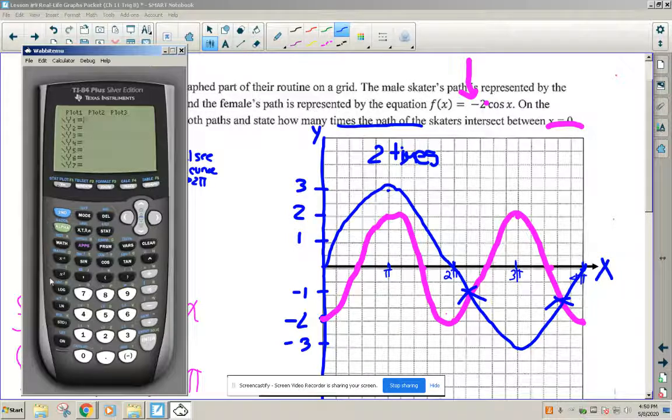So now the male was 3 sine of 1/2 x, and the female was -2 cosine of x. And if I hit graph, notice you get that one big male sine curve, and we get the 2 for the female curve, and we get the 2 intersection points. So it should work out perfectly for you. Always check on the calculator if you can.